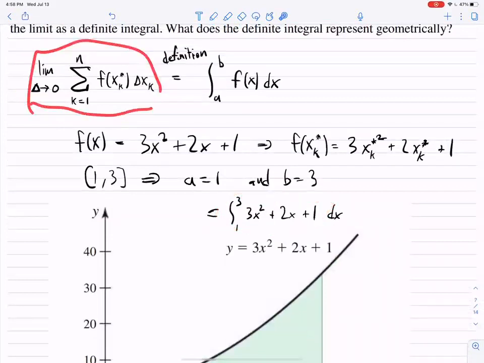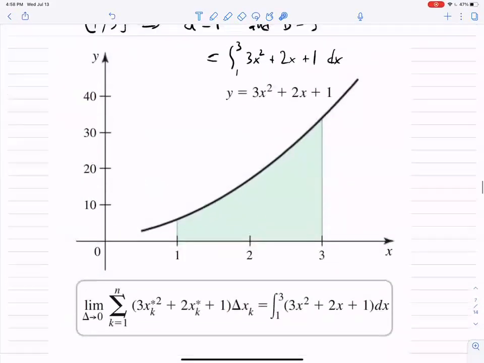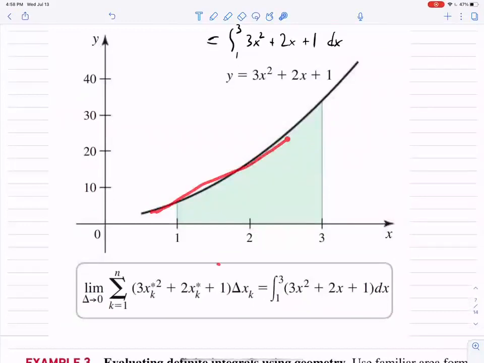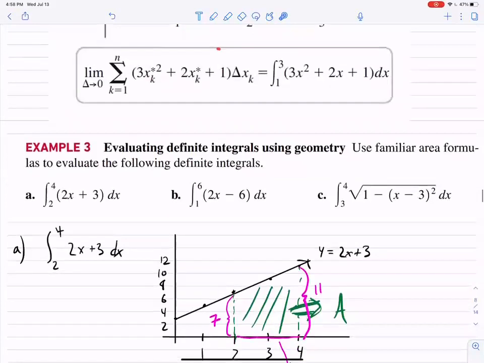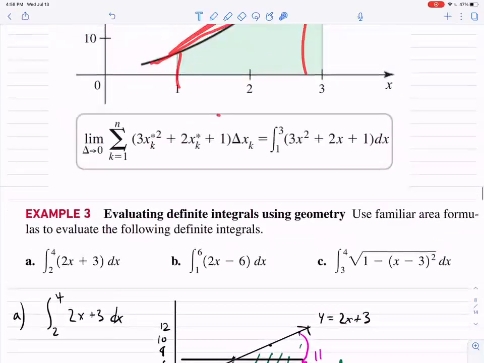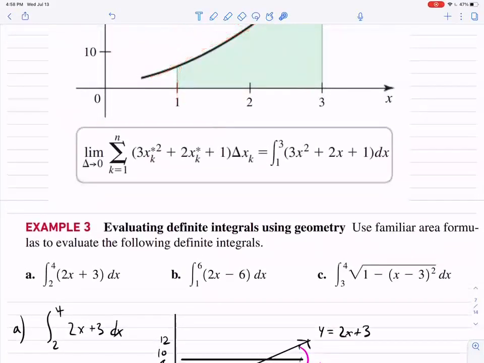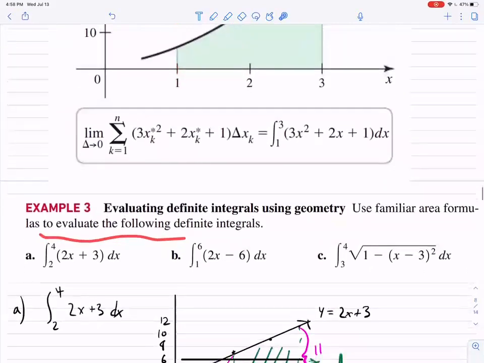And so right now, instead of evaluating this to find the limit or to find the area, we're going to use geometry, right? If this was a nice straight line, then this would be a trapezoid and we could just use geometry. And so that's exactly what we're going to do. We're going to do definite integrals using geometry. We're going to use familiar area formulas to evaluate the following definite integrals.